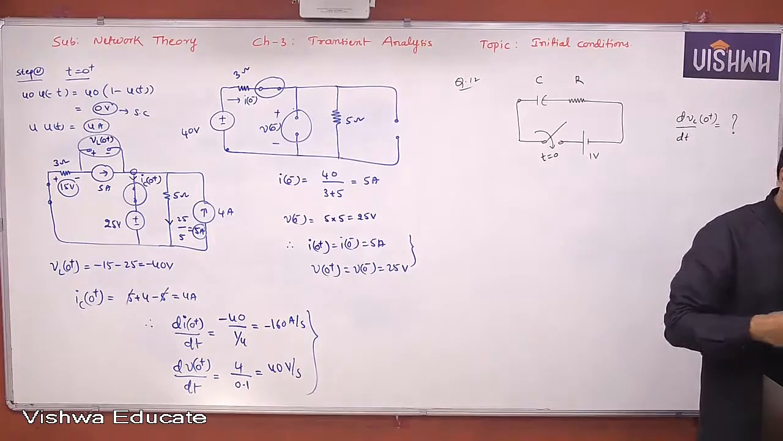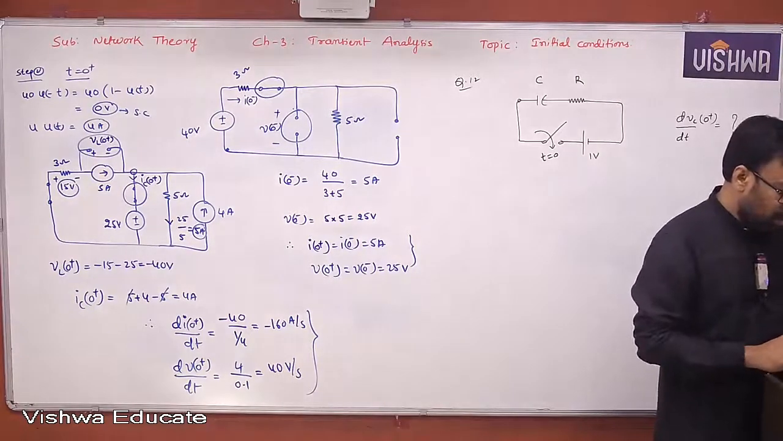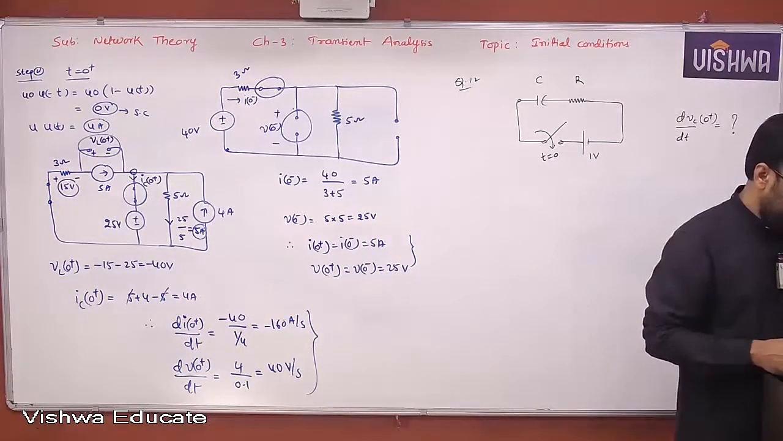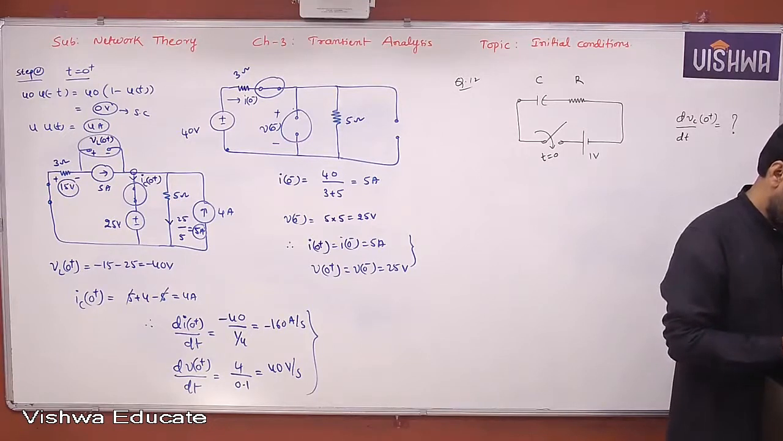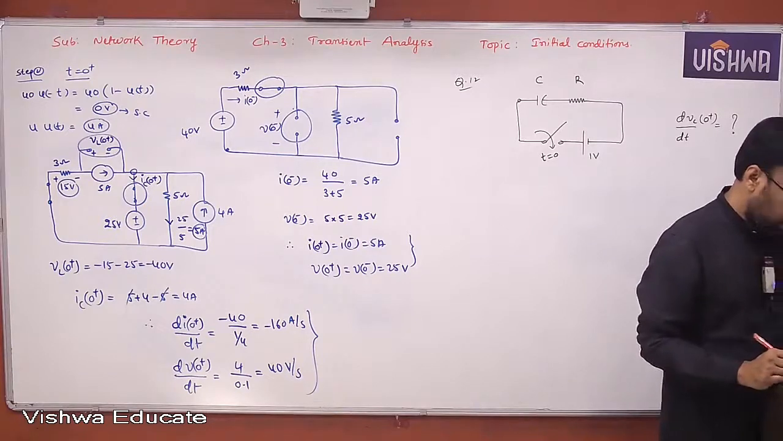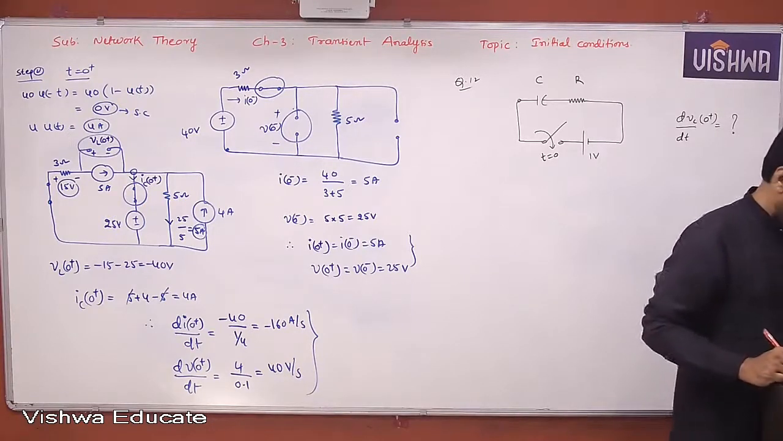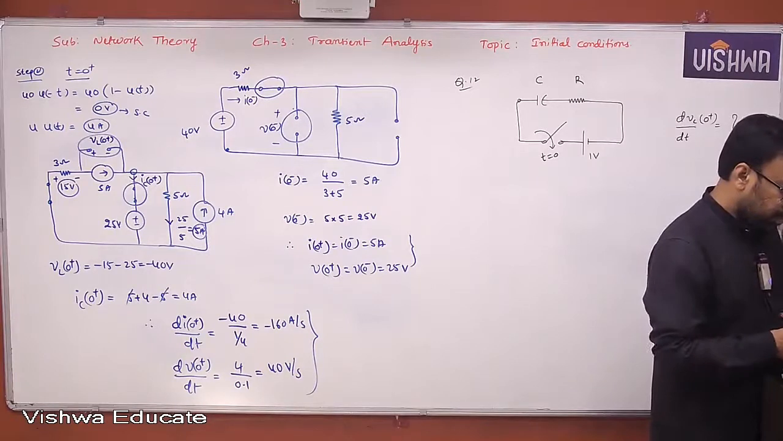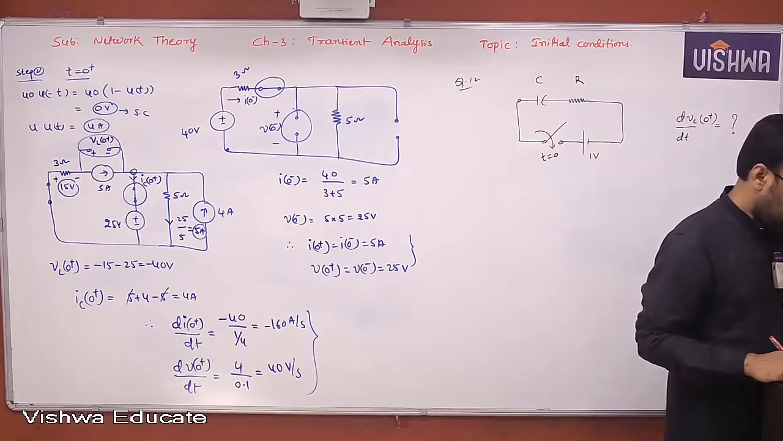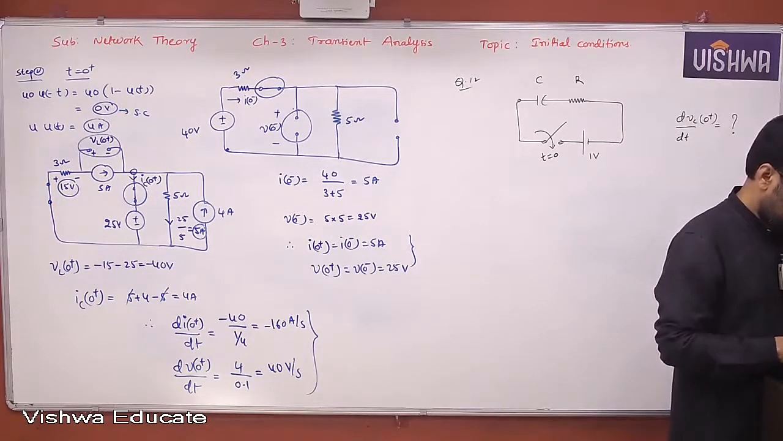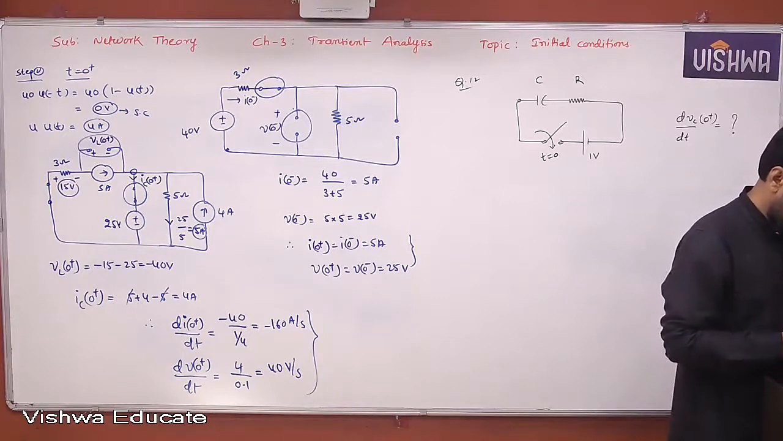I hope you have done that. Now let's go with question number 12. In the following circuit, the voltage across C starts increasing with the DC source when the switch is closed. The rate of increase of voltage across the capacitor when the switch is closed will be at t equal to 0.